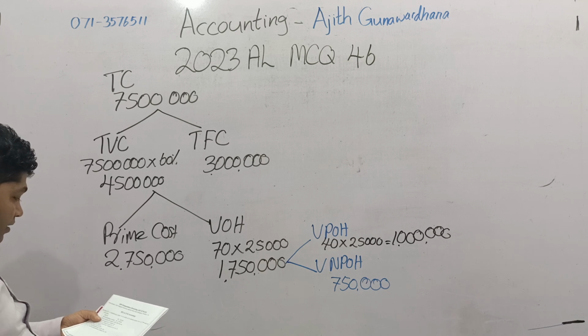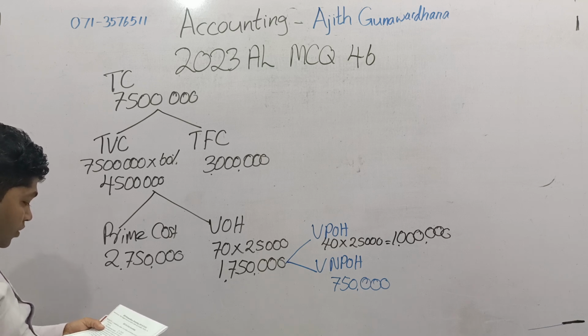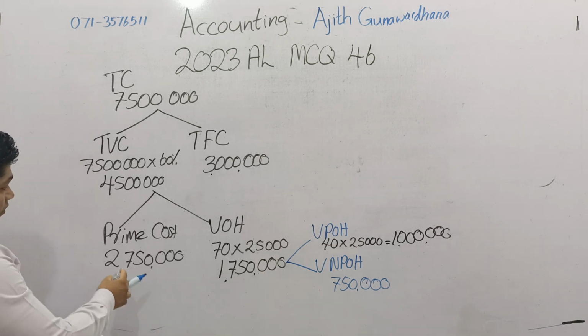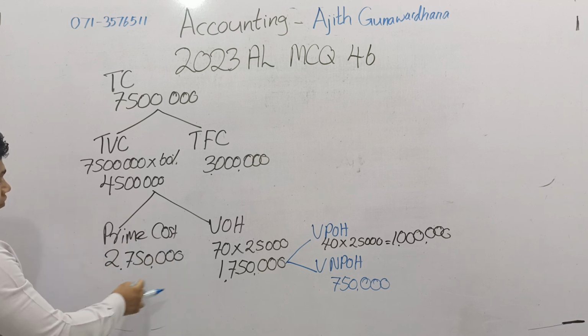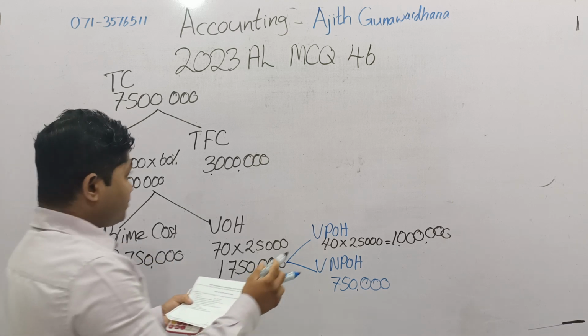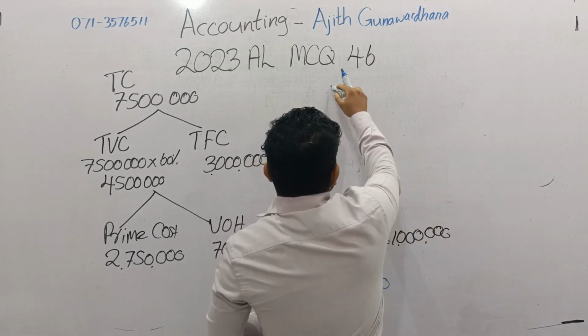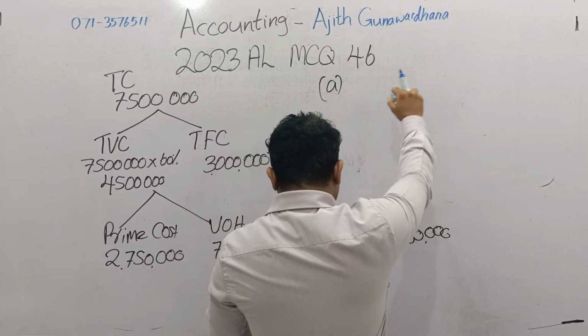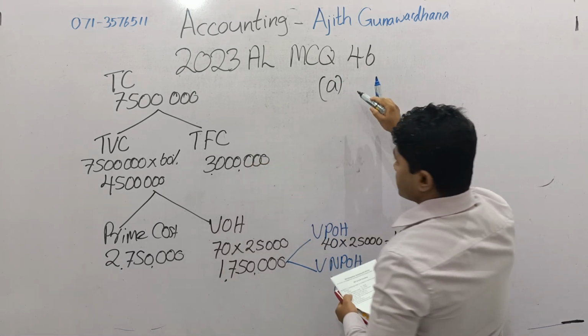Total fixed cost is given. They ask first for the prime cost per unit. Therefore, prime cost per unit can be calculated as total prime cost divided by quantity. Part A answer.